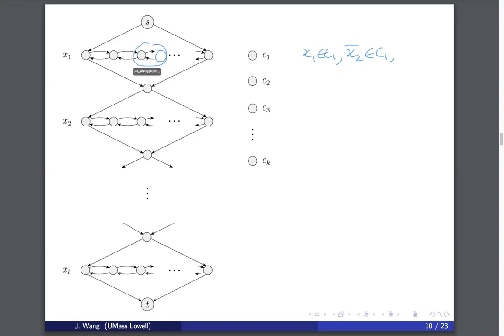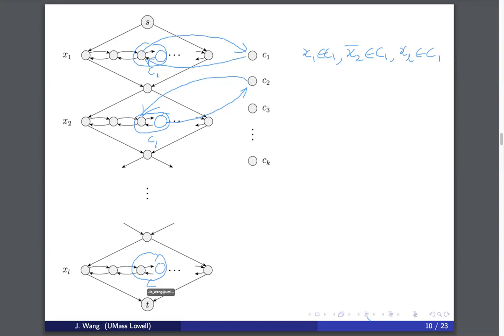So this represents C1, and this represents C1. So what we have is this and that, and then this. It's the opposite direction. Of course each clause contains three literals, so maybe the last one here, we'll say S3 in C1. And this will be this.